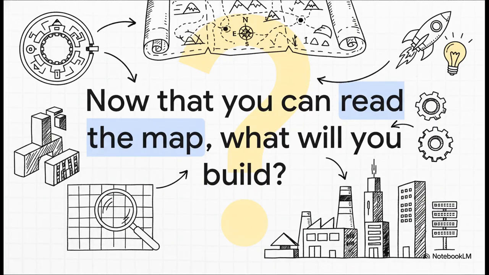So there you have it. We've handed you the decoder ring. You can now look at that map that once seemed like total chaos and understand exactly where you're going. The only question left is, now that you can read the map, what are you going to build?